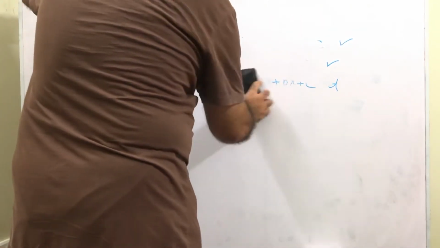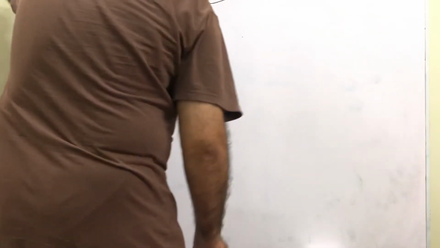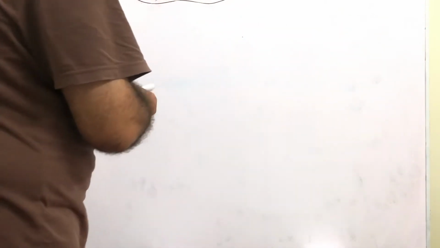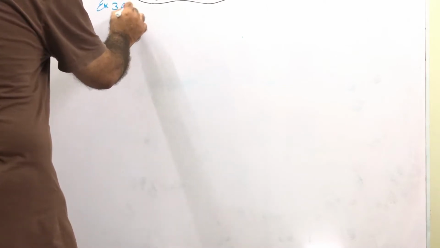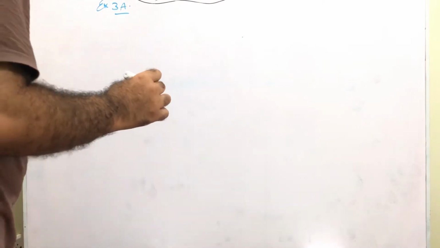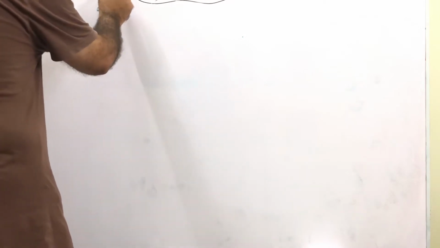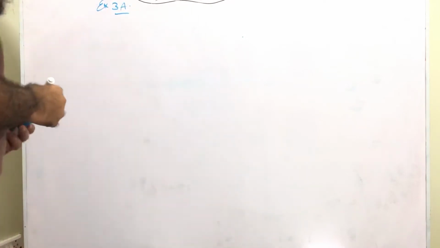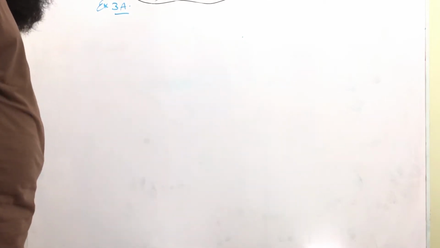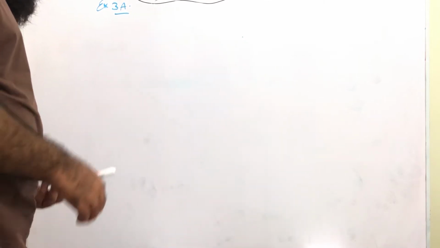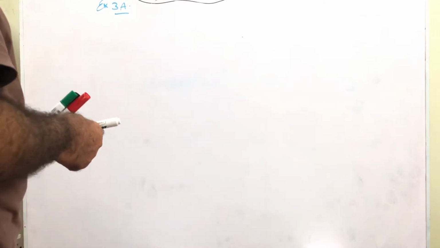Now we will be starting exercise 3a. It is page number 104. Question number 1 is: expand and or simplify each of the following expressions. So this question number 1 is for expressions.